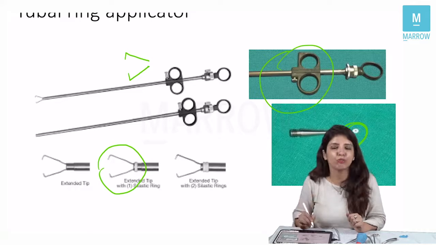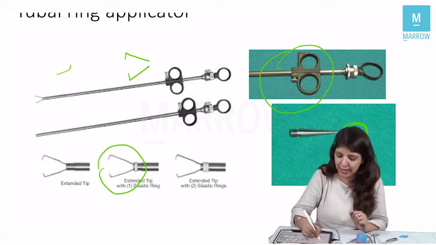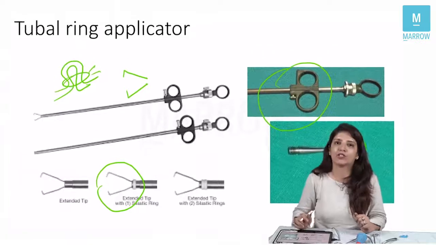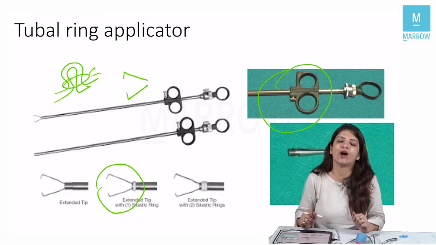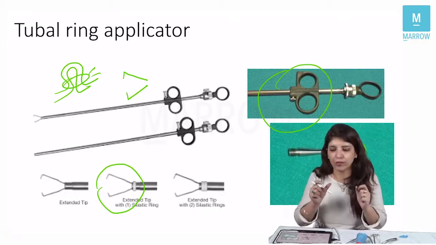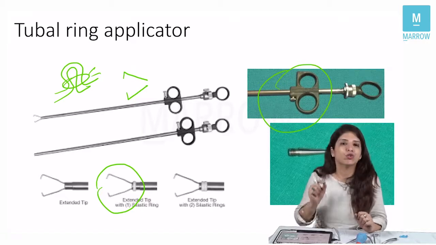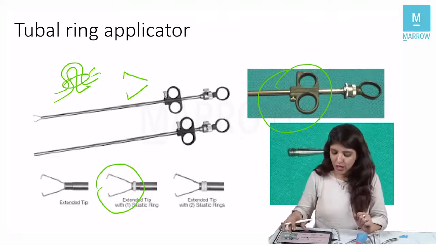And where are you going to put the Falope ring? You are going to put the Falope ring at the isthmus of the tube, right? So with the help of this ring applicator, you are going to put the Falope ring in the isthmus of the tube. Approximately how far are you going to put it from the cornua of the uterus? Approximately this Falope ring will be put 3 centimeters away from the cornua of the uterus, right?